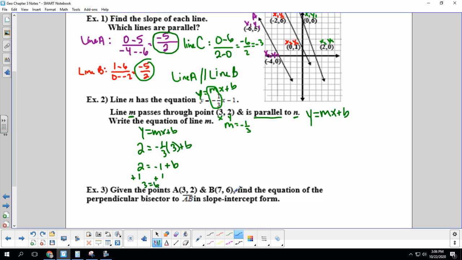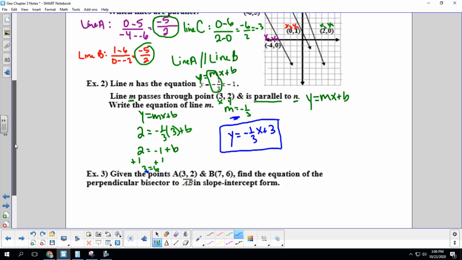Okay, so here's our equation. So we have a slope of -1/3 and a y-intercept of 3. So y equals -1/3 x plus 3. Okay.